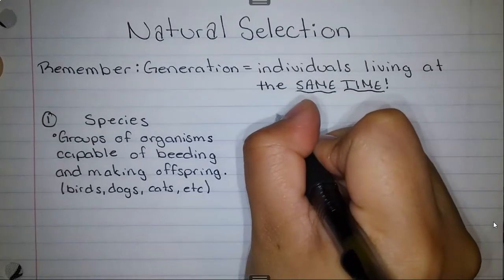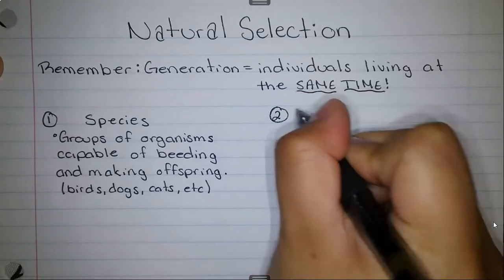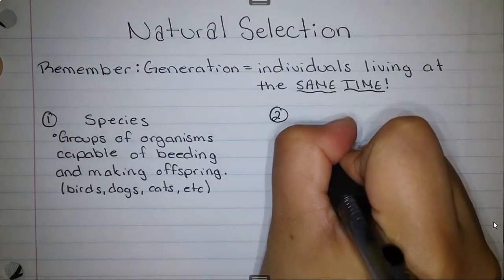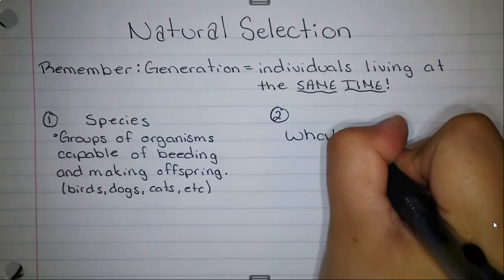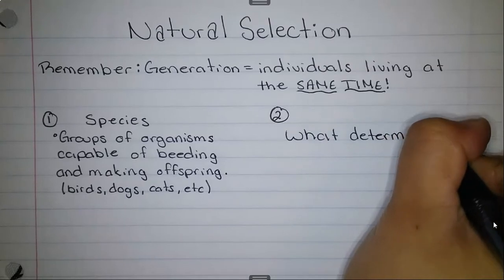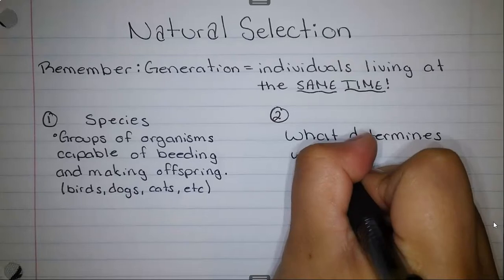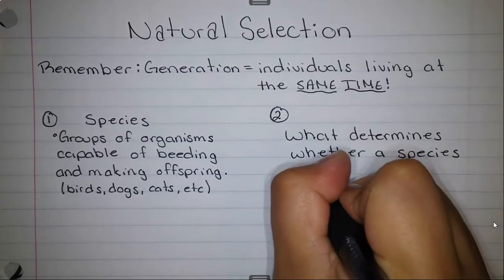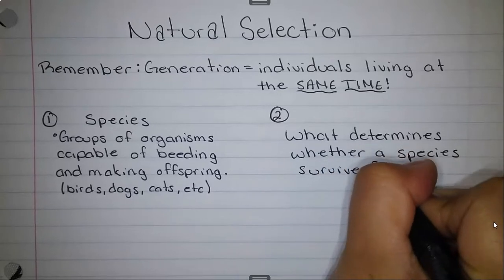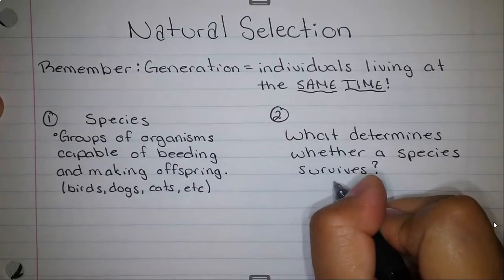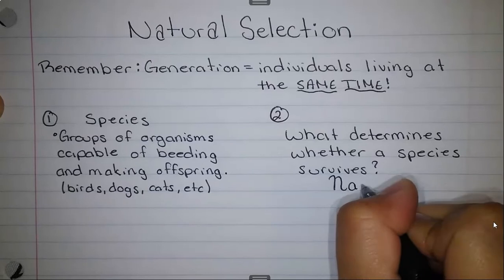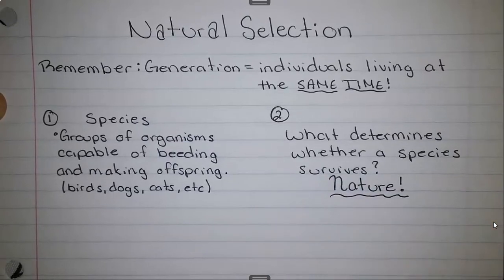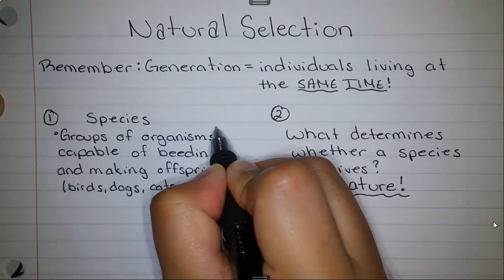So what is going to determine whether a species survives? Well, the answer to that is going to be nature. Nature determines whether a species survives. So we're talking about the species that is on number one.